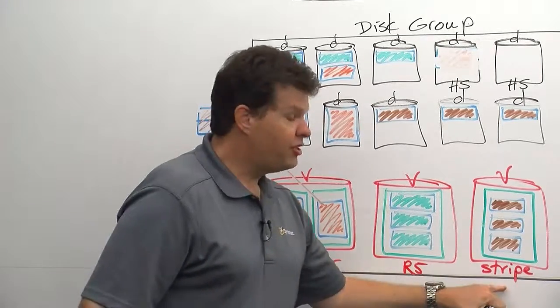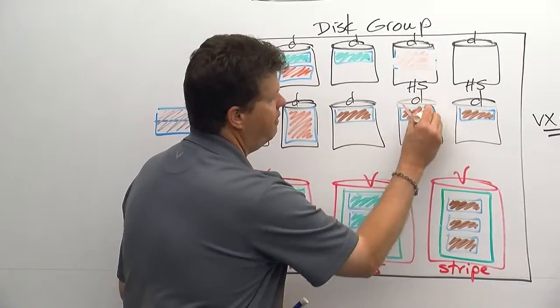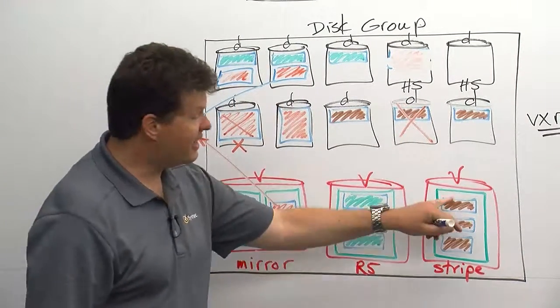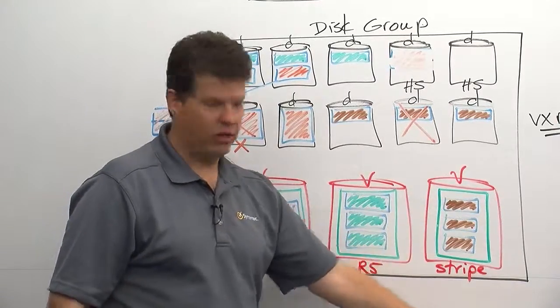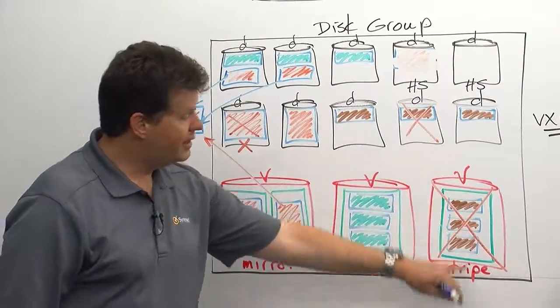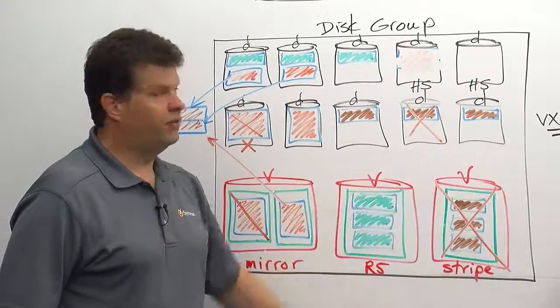Now, if I have a stripe here, and one of these disks fails, let's say this disk right here failed. Since this is a non-redundant volume, the volume goes down. There's no redundancy in it, no recovery from it. So it is down. Have good tape backups. The only replacement for this is to rebuild the volume and restore from backup.